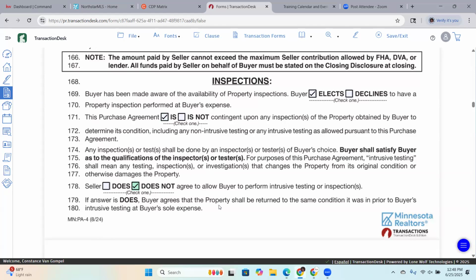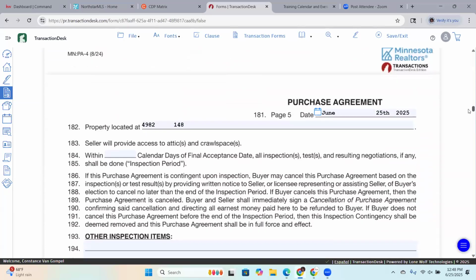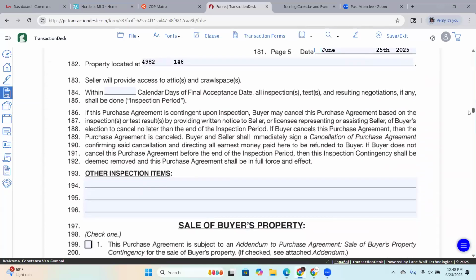And the seller is agreeing to have the attic open. So if it's still sealed, it will be cracked so that the inspector can look upstairs. And then there's the attic or crawl space. Calendar days, that can vary.